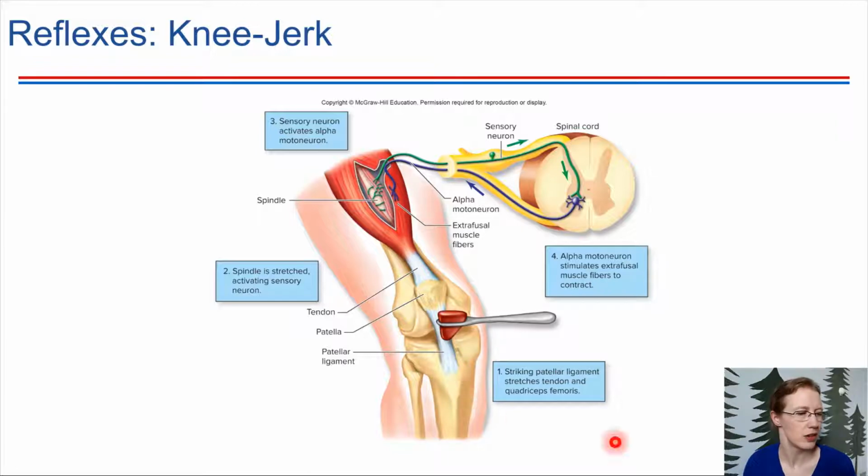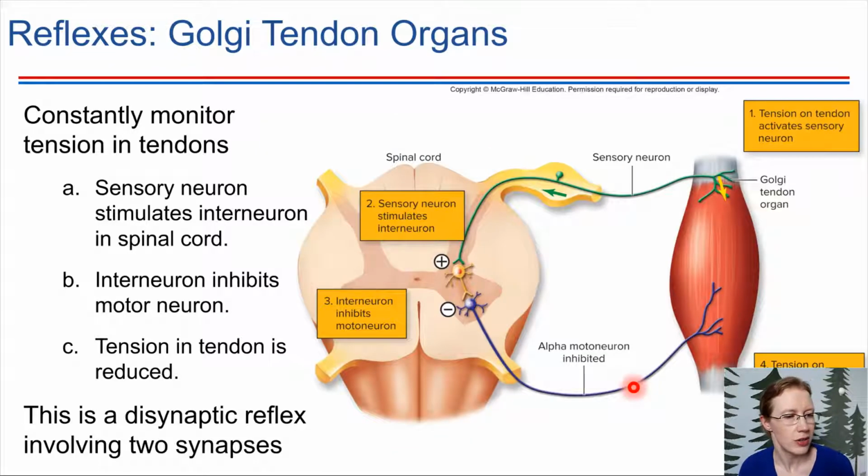Let's look at a couple of other reflexes that we have as well. That's the very familiar one. Next up, we have one that's probably not quite as familiar. We have what are called Golgi tendon organs. These are little reflex sensors that are embedded in our tendons. Okay, so not only do we have reflexes initiated due to muscles being stretched, but we also have reflexes due to stretch in the tendons. So this one is interesting.